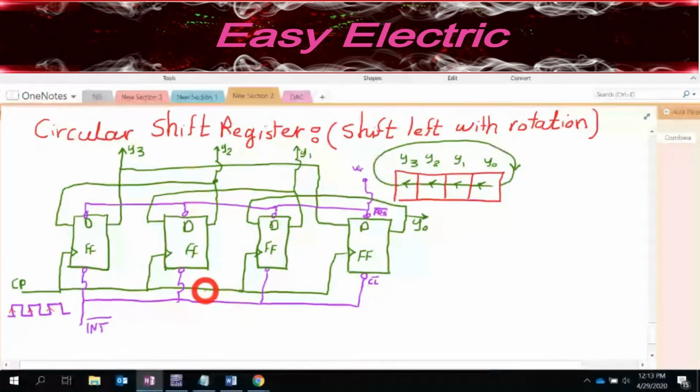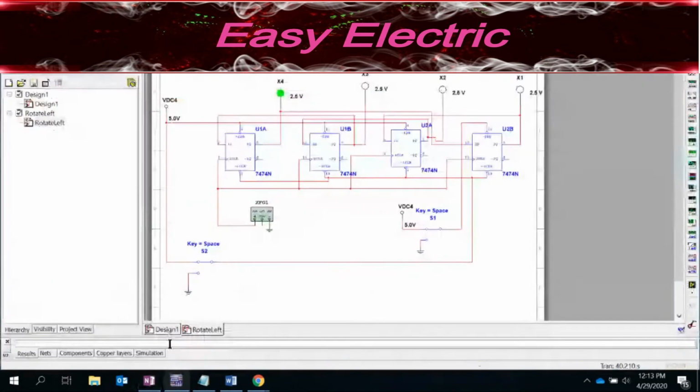Okay, so this is just one bit. In the next rising edge, the same story: whatever you have here comes here, this goes here, this goes here, and this one goes back to the beginning. So we could simulate this and make sure we had the right design.